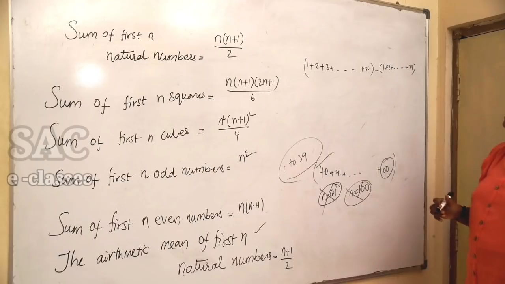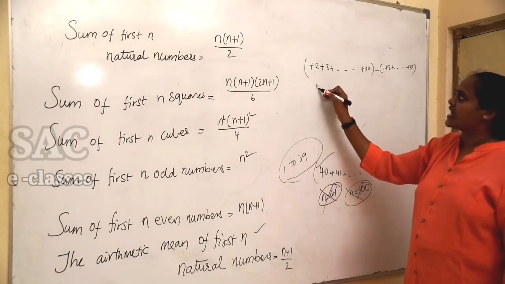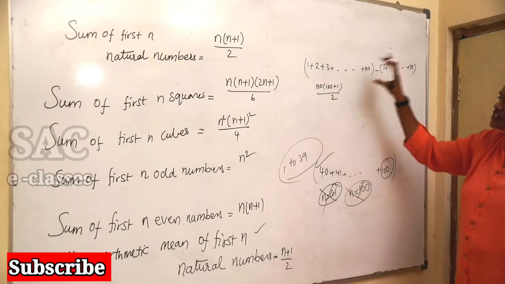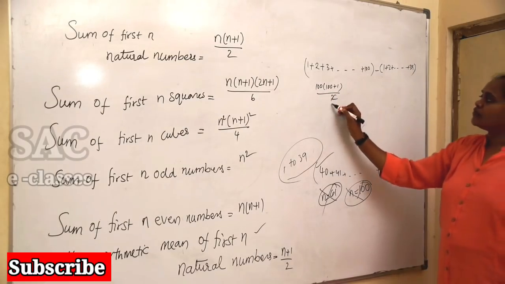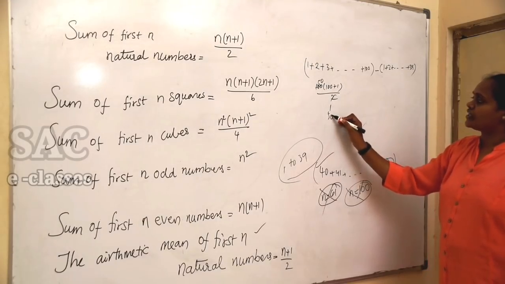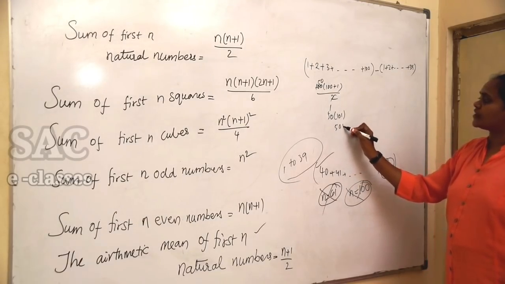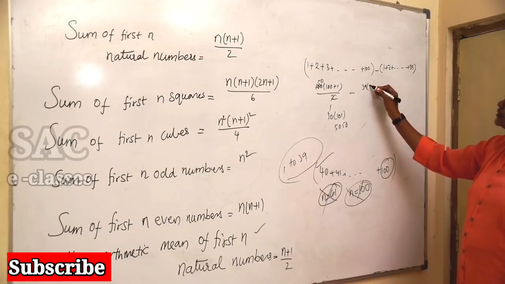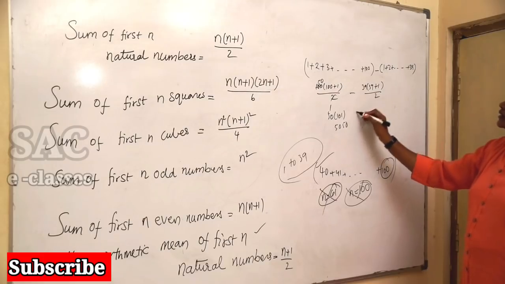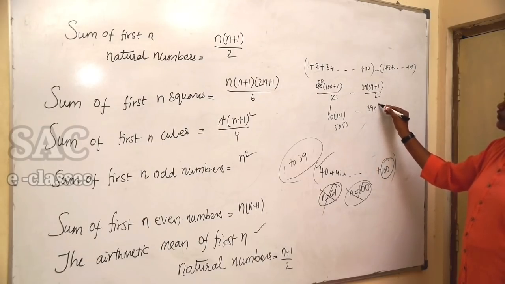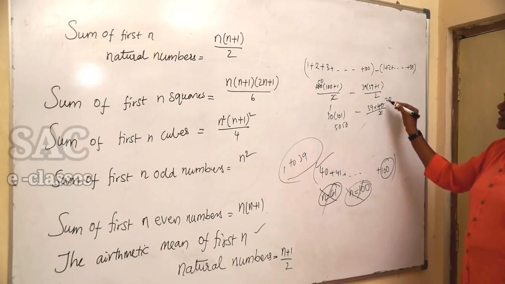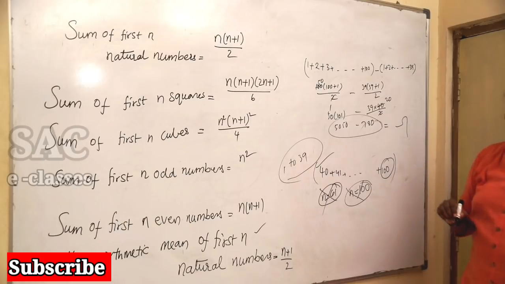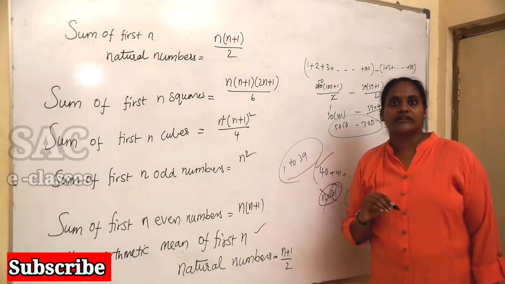Now apply the sum of n natural numbers, that is 100 into 100 plus 1 by 2, because here there are totally the first 100 natural numbers. 50 into 101 is 5050. Minus, how many numbers? 39. So 39 into 39 plus 1 by 2, minus 39 into 40 by 2. Now subtract it, get the answer. In this way also we can use it.